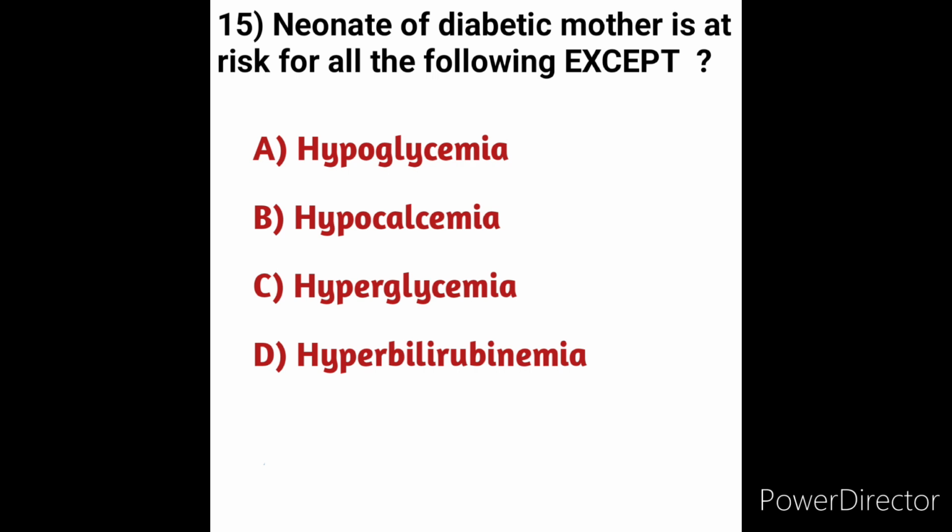That means related to the cardiovascular system and blood vessels, and also the brain, spine, urinary system, kidneys and digestive system. So for the neonate of a diabetic mother, the except condition is hypoglycemia, because they will not be hypoglycemic, they may have hyperglycemia. Here option A is the except condition. Next we will move on to question number 16.